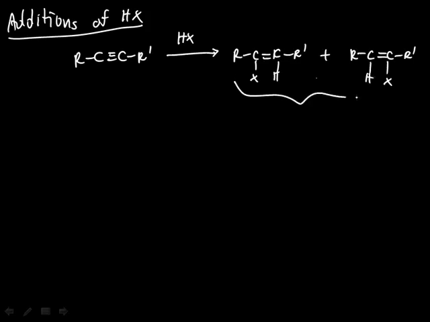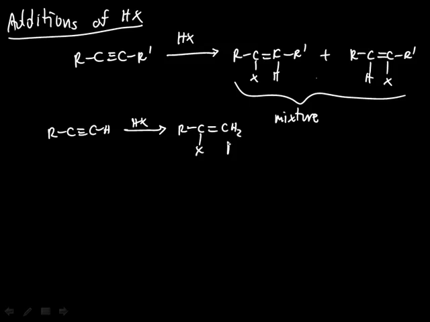However, if we don't deal with the internal alkyne, but instead we deal with the terminal alkyne, then Markovnikov's rule will be followed, and we will get exclusively the product which adds hydrogen to the atom that already had more hydrogen. Okay?